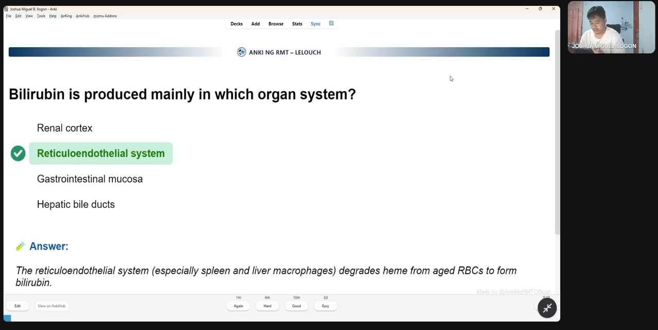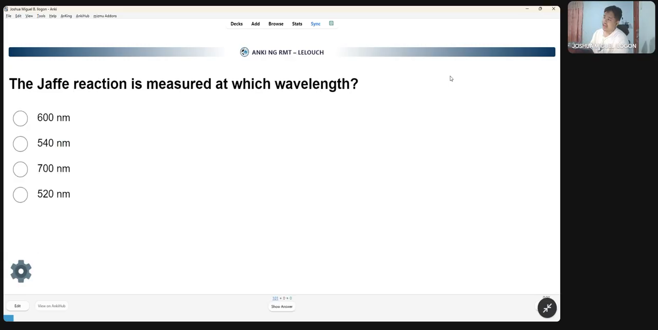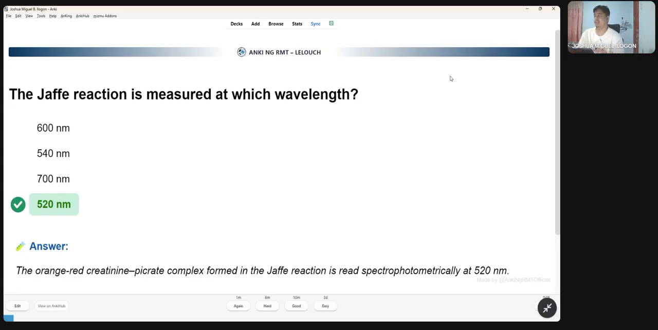Unconjugated bilirubin is from the breakdown of heme. It's a yellow-orange pigment, excreted via liver, bile, urine. Right. Next. The Jaffe reaction is at 520 nanometers, if I'm correct. Yes, I am correct. And I have to read that again.